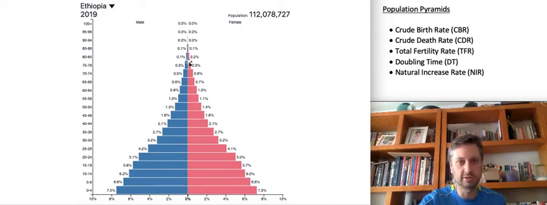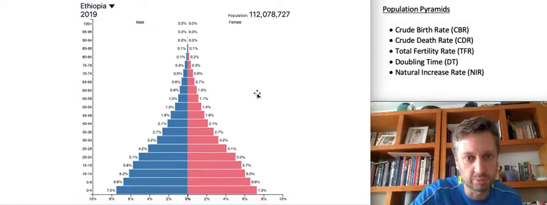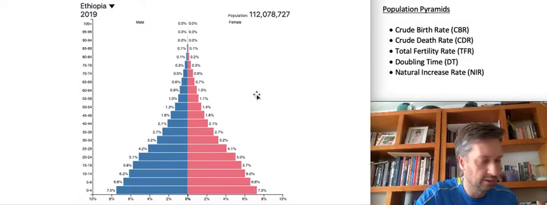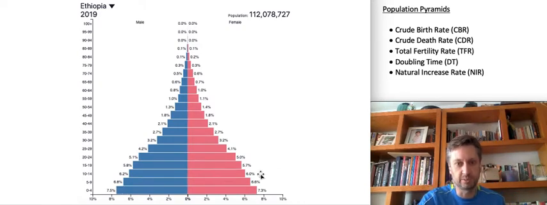All right, so let's look at Ethiopia specifically. This is the total population size at the top. The first thing you notice is it's got a very wide base. It's kind of an obvious pyramid shape. The wider base basically tells you that the crude birth rate is high.